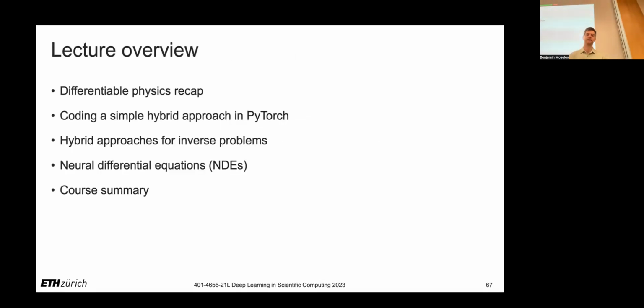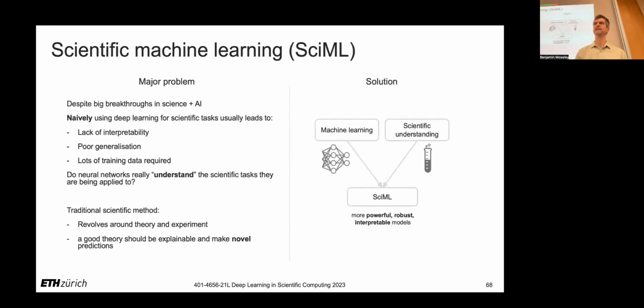Okay, so I've just got maybe two more slides where I'm going to try and summarize the whole course, because we're now at the end of the course. We're going to step back and think about what I was talking about at the start of the course. Throughout this course, we've been talking about scientific machine learning.